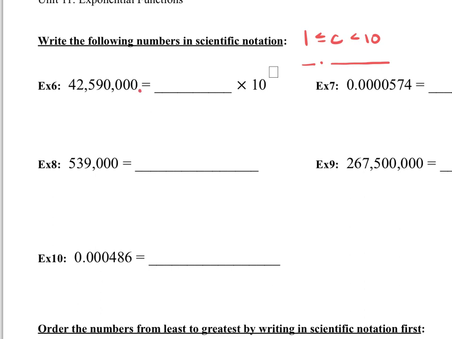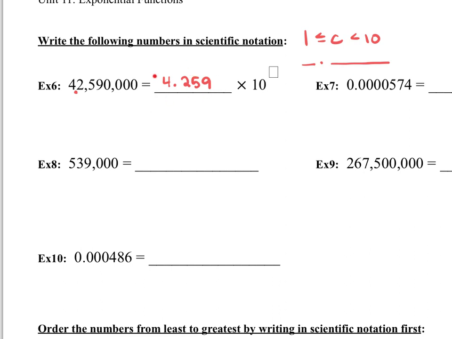So the first thing I'm going to do is put that decimal point somewhere in this number, so that there's only 1 digit before the decimal point. So I'm going to move it over here, and I'm going to put it between the 4 and the 2. So now it's going to be 4.259. And the idea of scientific notation is it lets me write less because now I don't have to write these zeros. So 4.259.